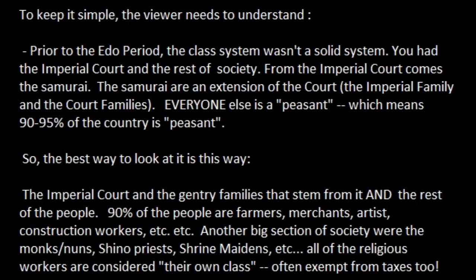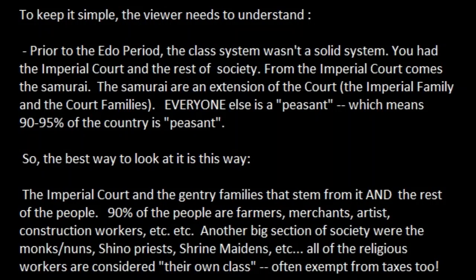Everyone else, you're either the imperial family, you're the court noble family, or you're a samurai family. Everyone else is a peasant, which means 90 to 95% of the country is peasantry, or is non-imperial, non-samurai, non-court noble, etc. Okay? So the best way to look at this is the imperial court and the gentry families that stem from it, and the rest of the people. 90% of the people are farmers, merchants, artists, construction workers, etc.